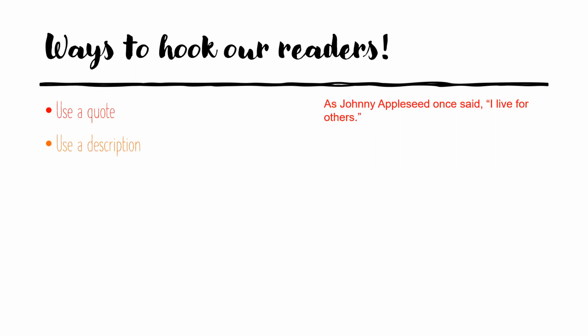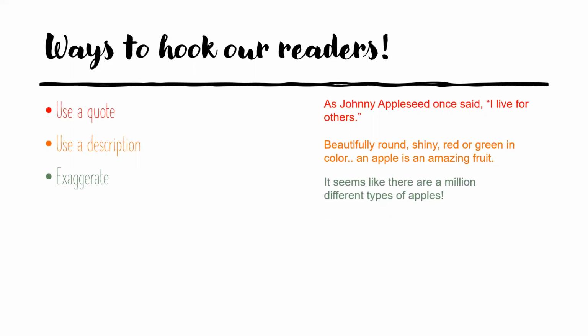You can use description to hook your reader. Beautifully round, shiny, red or green in color, an apple is an amazing fruit. You're using a description that will help your reader picture something and will get their attention. They're visualizing something in their head, and they're going to want to keep reading. Exaggerate. It seems like there are a million different types of apples. There are a lot of different types of apples, but there are not a million. However, if you see this, you're going to want to keep reading. Well, yeah, it does seem like there are a lot of different types of apples. What is this person going to say about it? I'm going to keep reading this piece of paper.